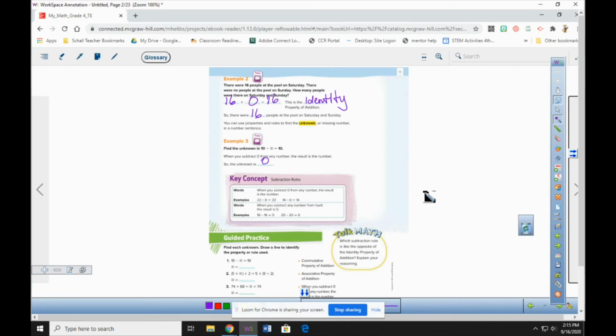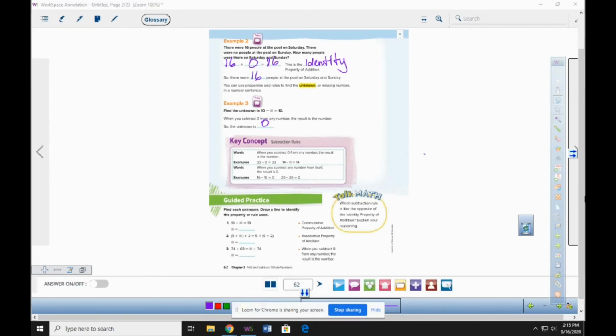Okay, let's do those 3 guided practice questions at the bottom really quickly. Find each unknown, draw a line to identify the property or rule used. Number 1, 19 minus something equals 19. Well, if I started with 19 and I ended with 19, then I didn't subtract anything. That's a 0. And remember, subtraction and 0 means subtraction rule.